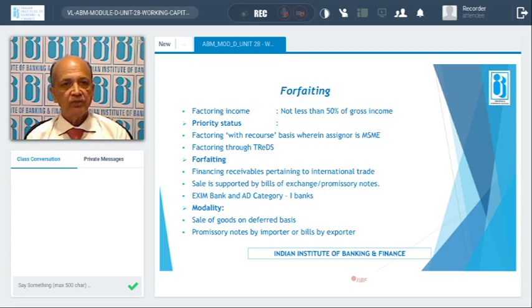First of all, assume that a sale has taken place: a sale of goods on deferred payment terms, where the importer may be abroad. The promissory notes can be raised either by the seller or by the purchaser, that is the importer. The promissory notes can be raised by the importer or by the exporter, both ways.